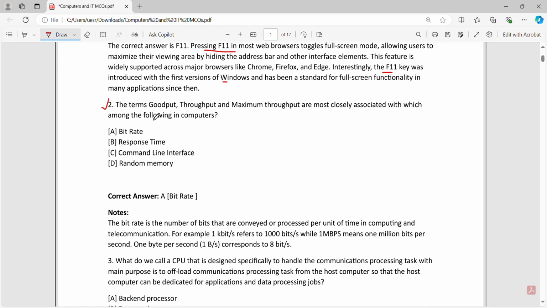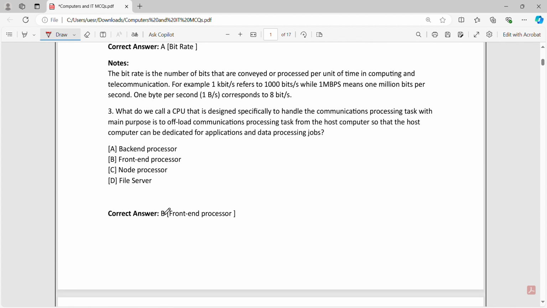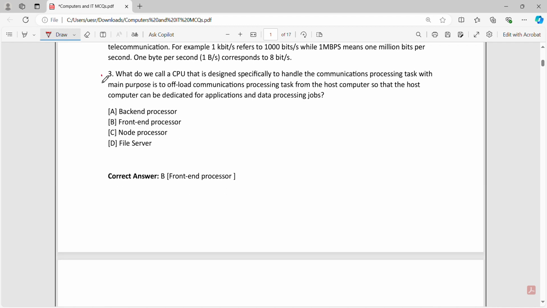Second question. The terms goodput, throughput, and maximum throughput are most closely associated with which among the following in computers? Correct answer is bit rate. Third, what do we call a CPU that is designed specifically to handle the communication processing task? Its main purpose is to offload communication processing tasks from the host computer so that the host computer can be dedicated to application and data processing jobs. So the answer is front end processor.